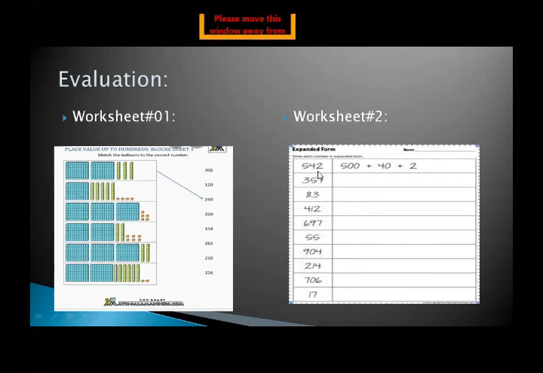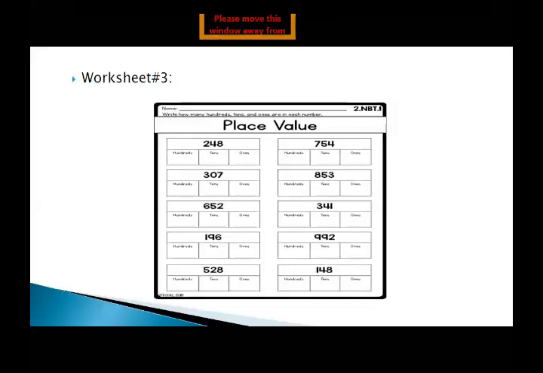In this worksheet, what you have to do is just the expanded form, same as part C of exercise 1.2. Okay, now move to the next worksheet. This is very simple. Place value, 248. Here you know that 2 comes at the place of 100, 4 comes at the place of 10s, and 8 comes at the place of 1s. So in this way you will solve this worksheet in your rough copy.